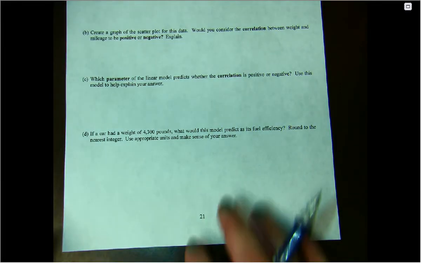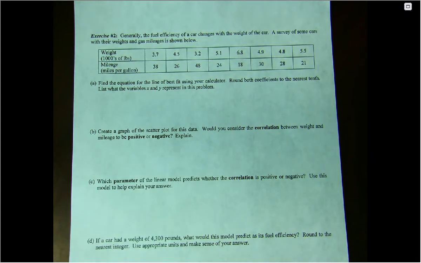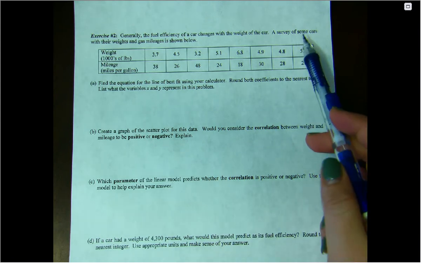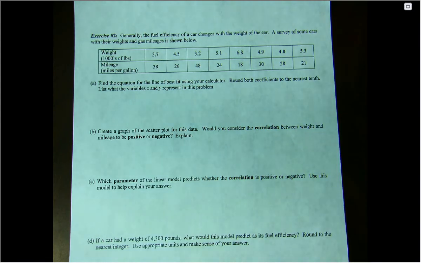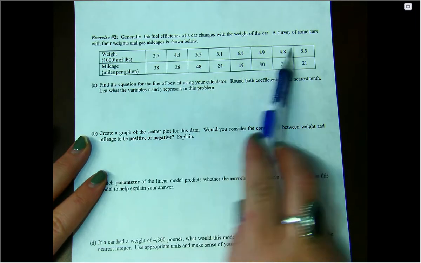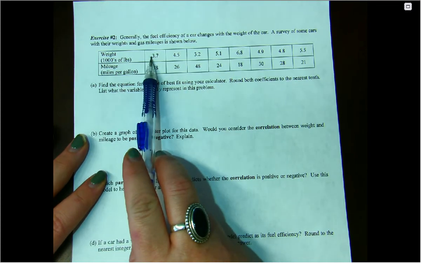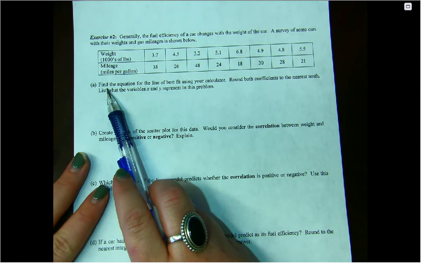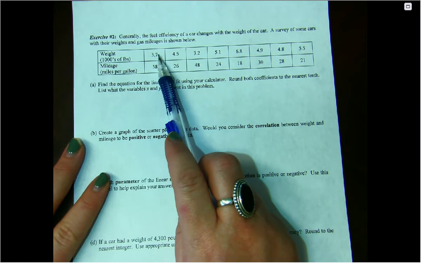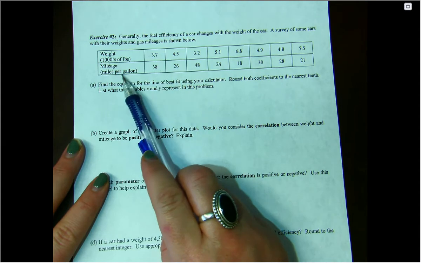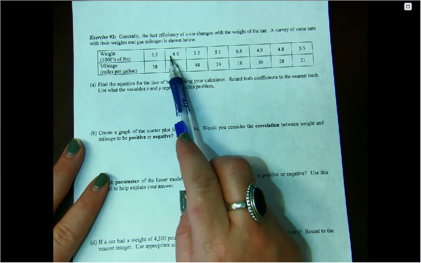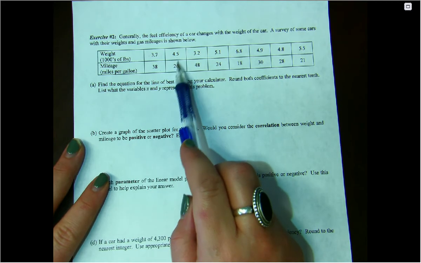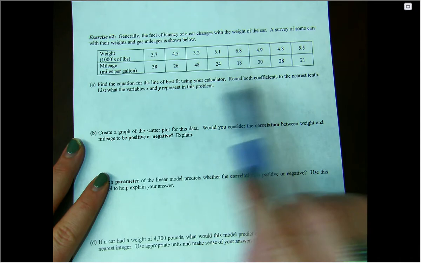All right, so this last example, we only have 2 today, is generally the fuel efficiency of a car changes with the weight of the car. A survey of some cars with their weights and gas mileage is shown. So basically what's happening here is I have weight of a car, and this is thousands of pounds. So this is 3,700, 4,500, 3,200, so on and so forth. This is your mileage. So for this 3,700 pound vehicle, they get 38 miles per gallon. That's nice. For this 4,500 pound vehicle, they get 26 miles per gallon, so on and so forth.